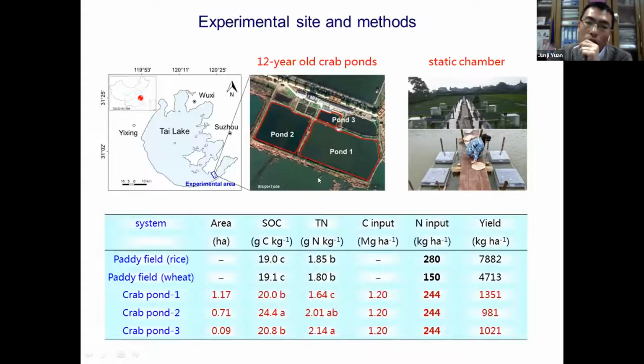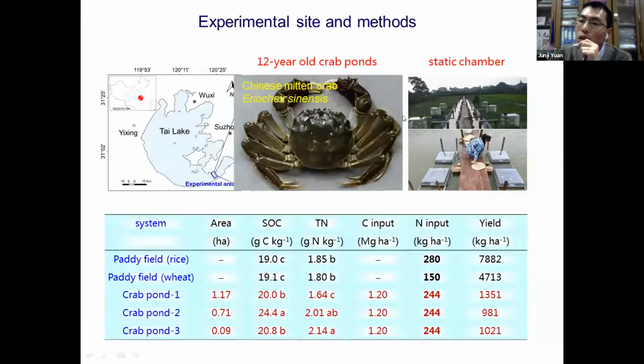This pond is used to culture the Chinese mitten crab. I think this is an invasive species in Europe, but it's a very famous crab in Southeast China. We can see that after 12 years of aquaculture, the soil organic carbon has increased about 5%, but the nitrogen input is generally lower than in the paddy field.